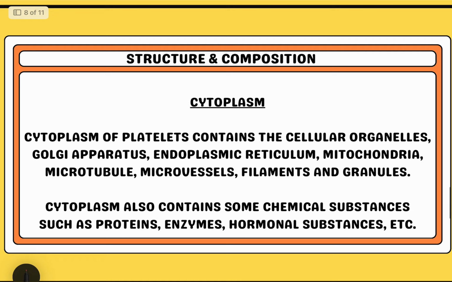Next, the basic and the most important component, that is the cytoplasm. The cytoplasm of platelets contains cellular organelles such as Golgi apparatus, endoplasmic reticulum, mitochondria, microtubules, microvessels, filaments, and granules. Along with that, it has some other chemical substances such as proteins, enzymes, hormonal substances, etc.